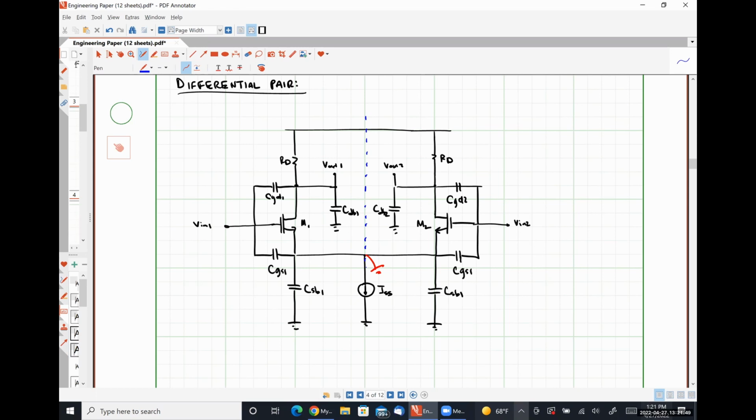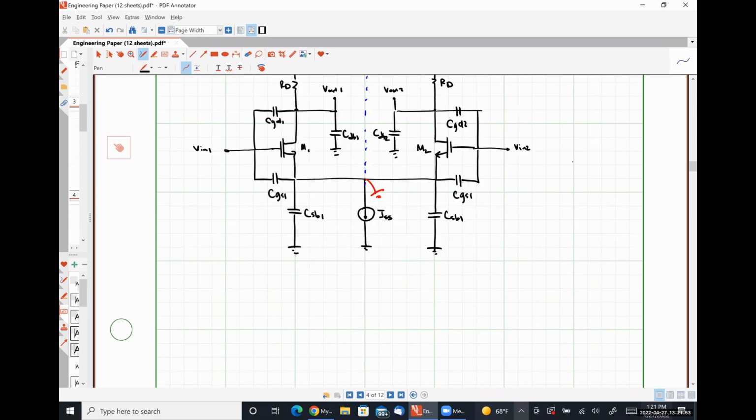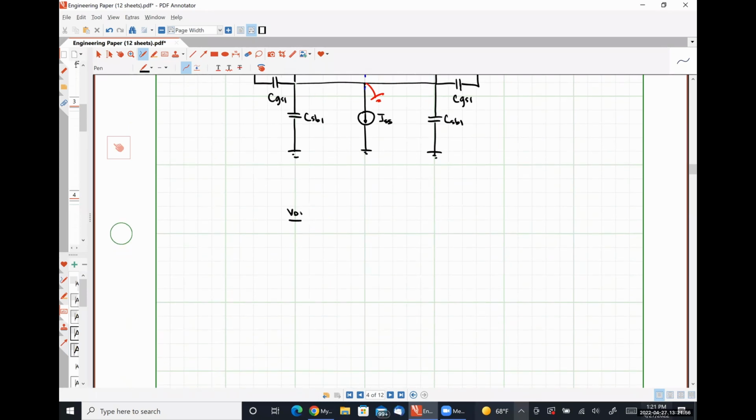So if, let's draw this. Right. So we would have VDD, RD, VN1, CGS1, CGD1, CDB1. Here's the out.